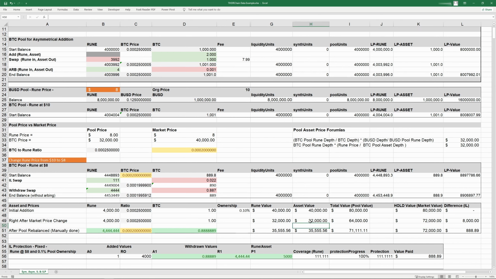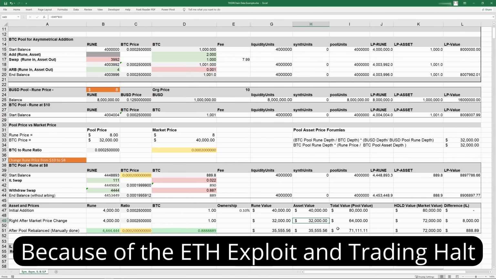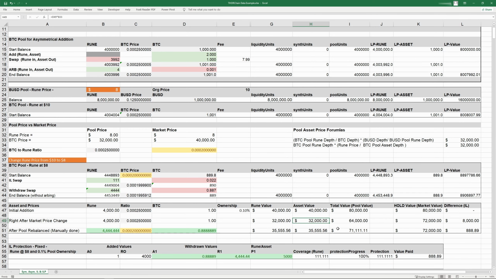ARBs come along every block, every 5 seconds. So that's why you wouldn't see this type of scenario where BTC's priced at 32,000 unless, actually we have seen it in the Ethereum pool at the moment, but in normal situations, you wouldn't see this as ARBs are constantly keeping up with market changes.